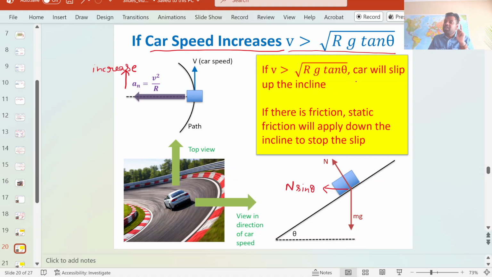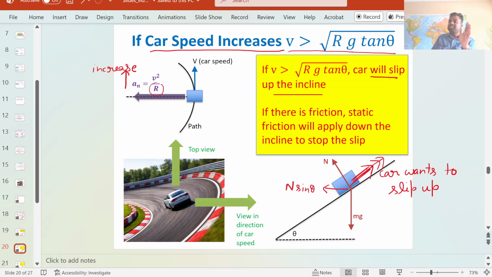The car has the tendency to slip up the incline, because this force is not enough to provide this acceleration. So it will try to decrease this acceleration by increasing the radius, and the car will have the tendency to go up. So here, the car wants to slip up, right? The car wants to go like this, slip up.